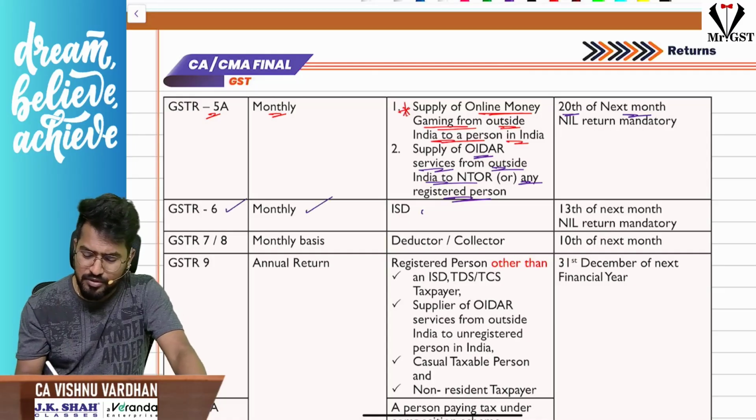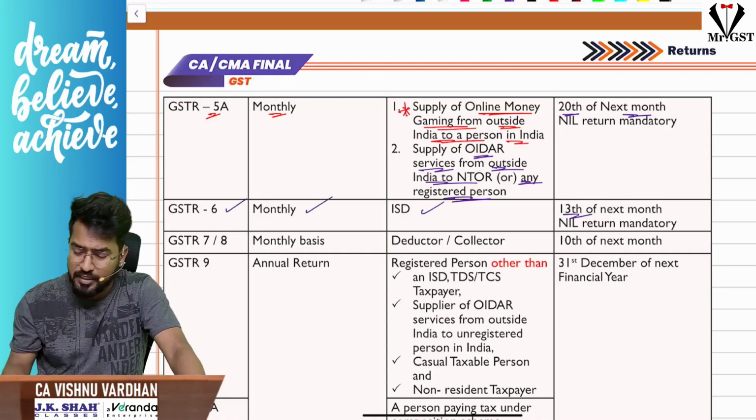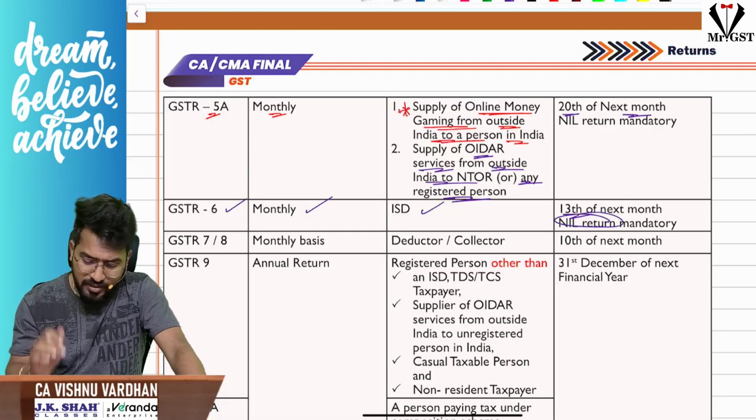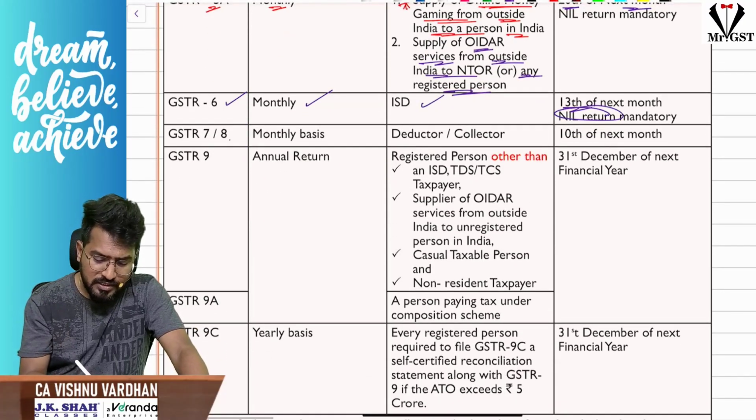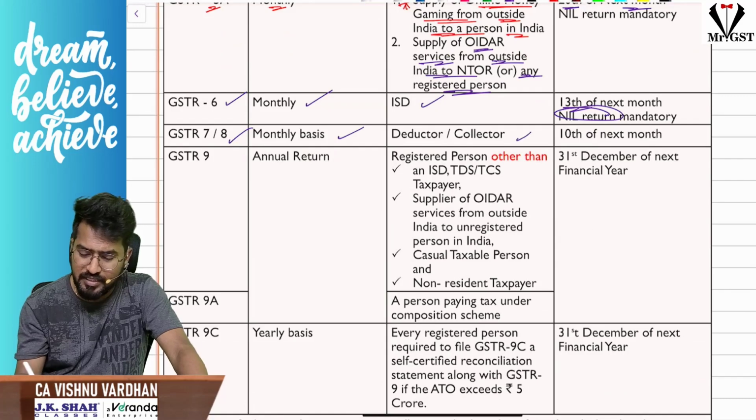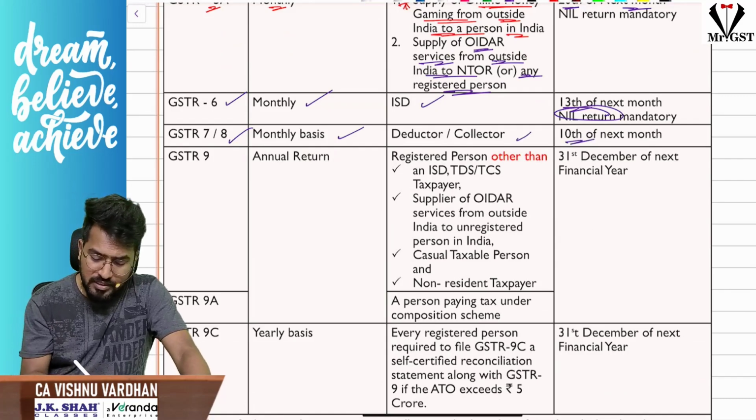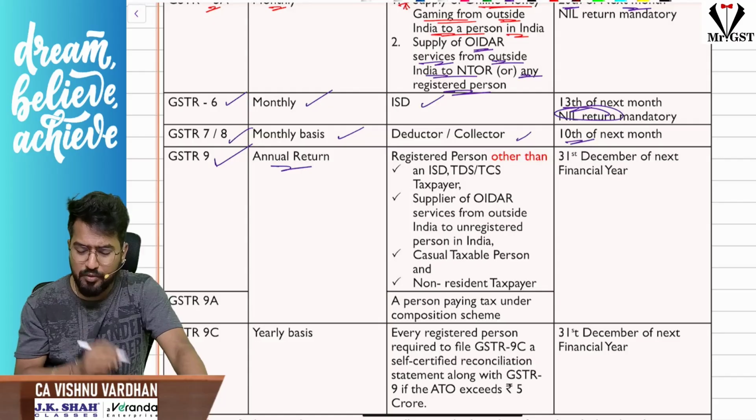Next, input service distributor: every month 13th of the next month, and a nil return is also mandatory if you are an input service distributor. GSTR 8 we have seen, for TDS and TCS people, 10th of the next month. GSTR 9 is the annual return, which has to be filed.